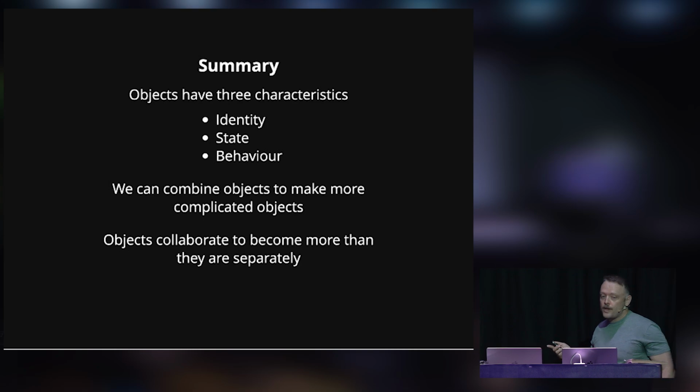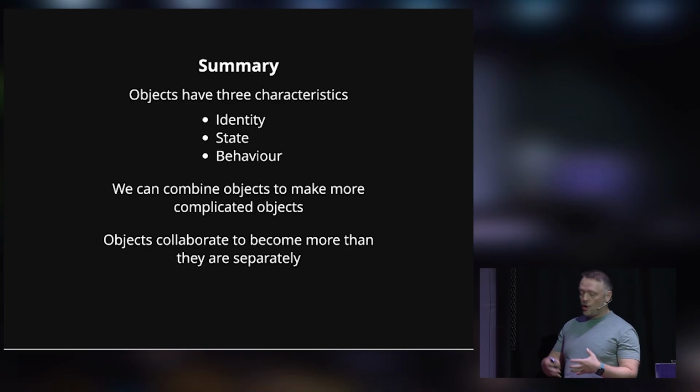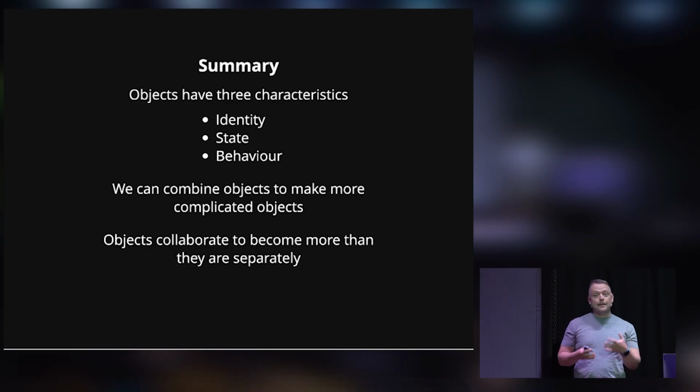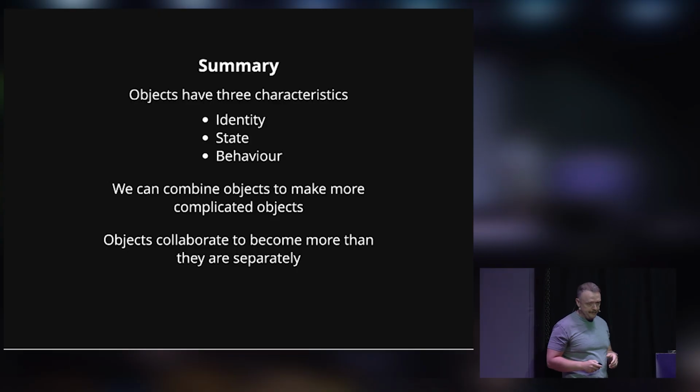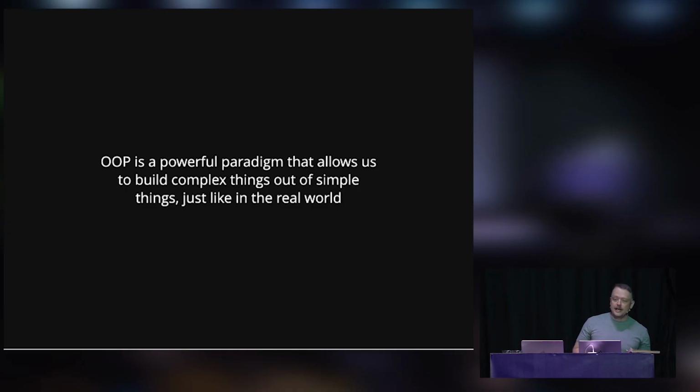To summarize that then, objects have three characteristics: identity, state, and behavior. And we can combine objects to make more complicated objects, and objects collaborate to become more than they are separately. So object-oriented programming is a powerful paradigm that allows us to build complex things out of simple things, just like we do in the real world. But the real world is infinitely complex. So we need a way to help us simplify and manage complexity so that our tiny minds can actually build something that's usable and maintainable.